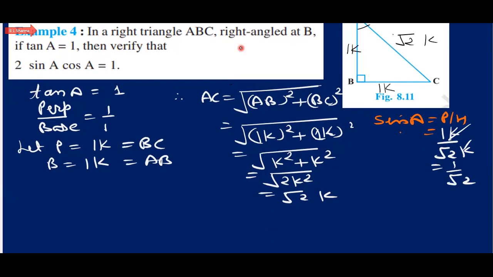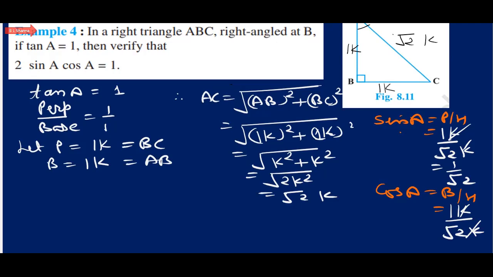Second, cos A. Cos A is base upon hypotenuse. Base is 1k. Hypotenuse is root 2 into k, and k and k cancel, that is 1 by root 2.